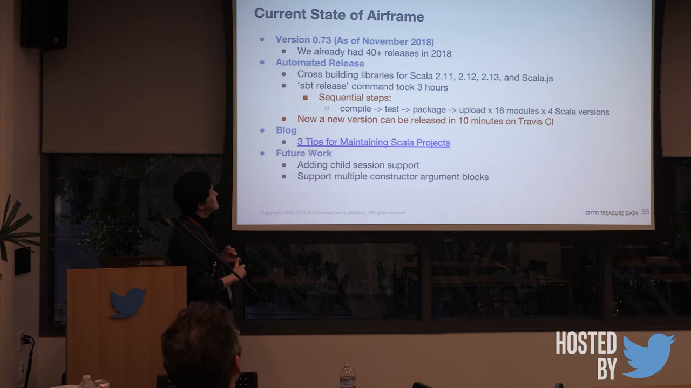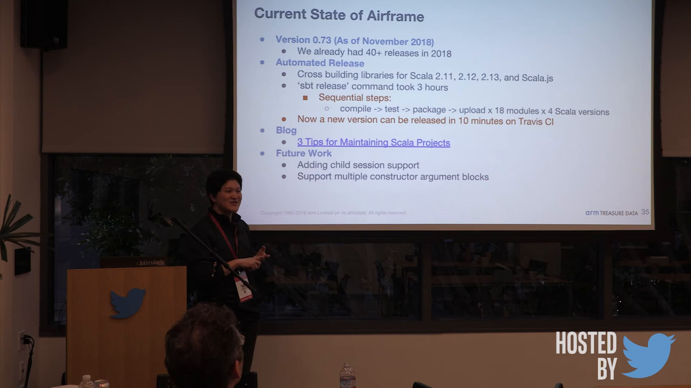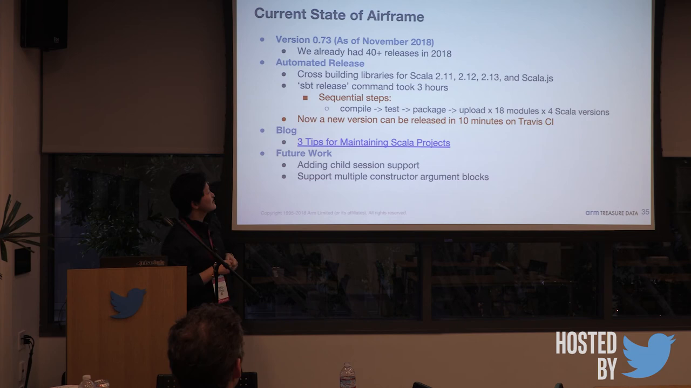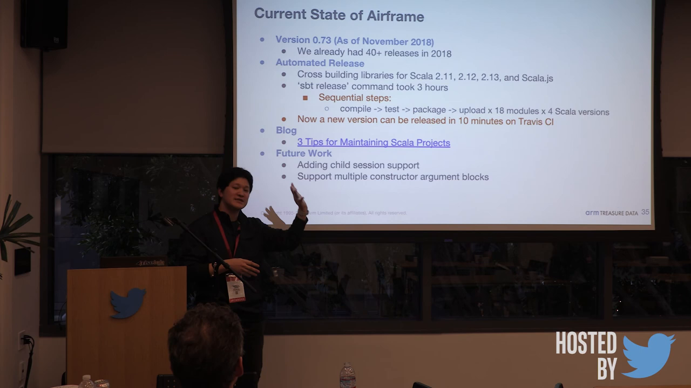But when I was using the sbt release command, a single release took 3 hours because we need to build 18 modules for each Scala compiler version and also Scala.js. Now, I gave up using the sbt release plugin. Just parallelize every test for Scala 2.11, 2.12, 2.13.